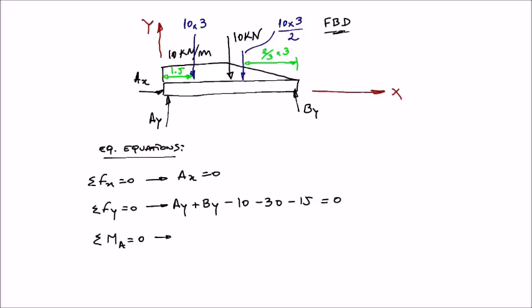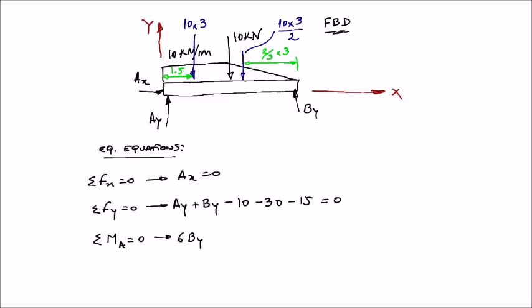And now for the moments about point A, so the two reactions at point A don't produce any moment. I'm going to start with the moment produced by the reaction at point B. So this moment is equal to this force times this distance, which is 6 meters. So 6 times the force By is anticlockwise, means is a positive moment.